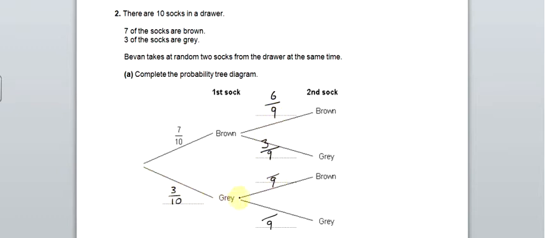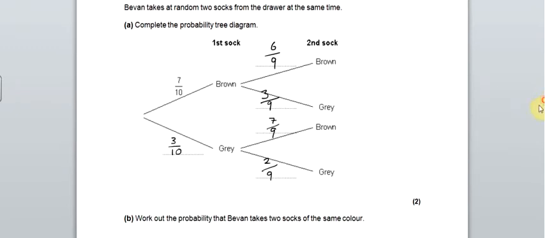Now, if we've gone down here, there's been a grey sock taken out, which means there are still 7, and there would be 2 there. So that's the tree diagram, and that is a bit more tricky. Now, work out the probability that Bevan takes 2 socks of the same colour. So that means we need to consider brown, brown, and grey, grey.